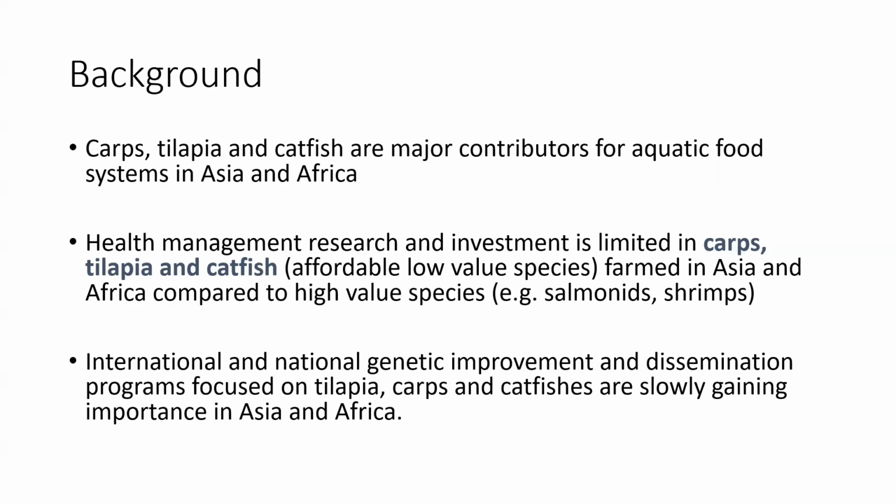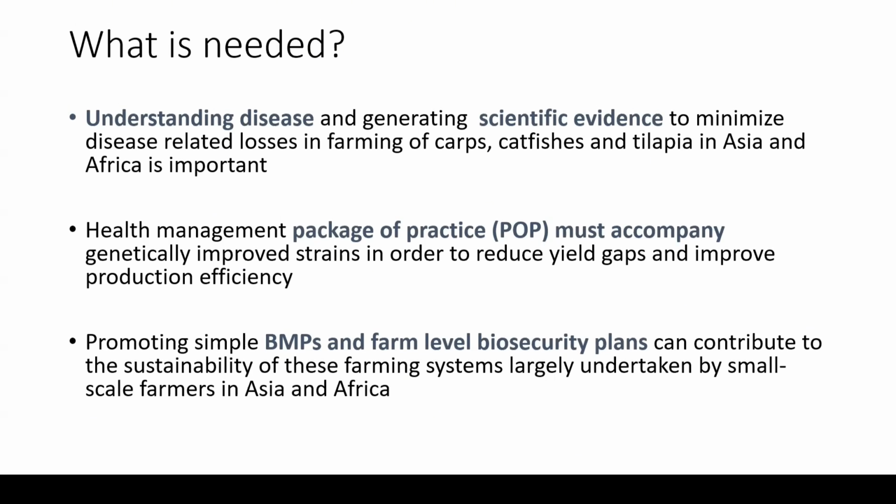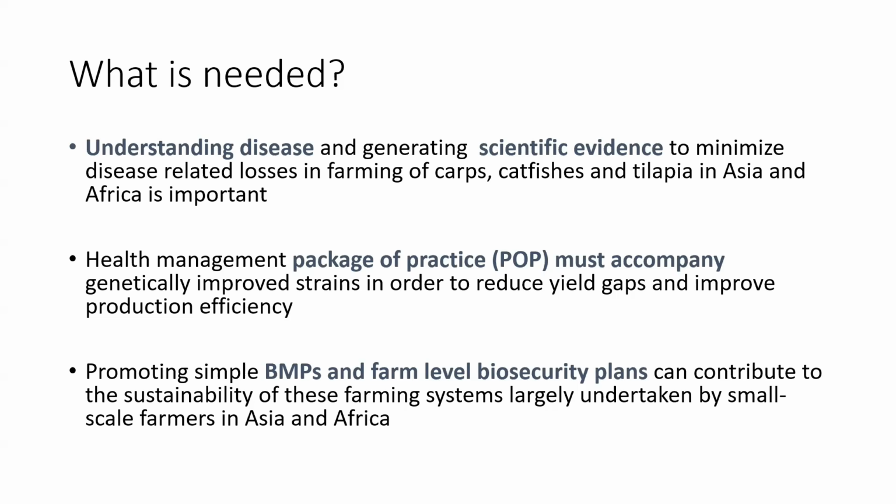So when we look at genetic improvement programs, and you want to get the best out of the genetically improved strains, then understanding disease and generating scientific evidence around this to minimize disease-related losses is very, very important. Otherwise, many of the chronic low-level mortalities happening in carp, tilapia, and catfish farming systems largely get unnoticed, unrecognized. Nobody gives importance to that. But we do tend to lose large volumes of these species because of chronic disease conditions. So understanding disease and generating scientific evidence is very, very important.